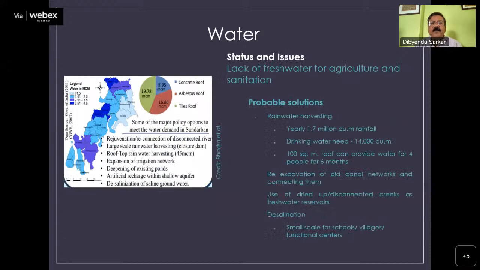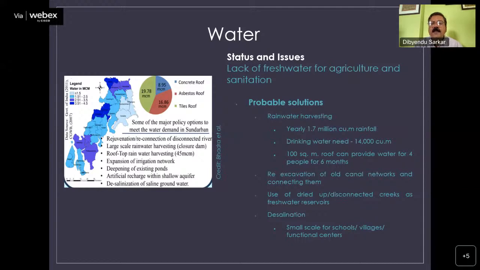So from ecosystem protection, I am now coming to the issue of water. Yes, lack of fresh water for agriculture and sanitation is a major problem. Drinking water also is supposed to be a problem, but that is mostly when at least government is trying to address it very hard. So probably that might not remain a challenge in the long run. So I am talking about especially agriculture water and all those things. So rainwater harvesting might be a probable solution.